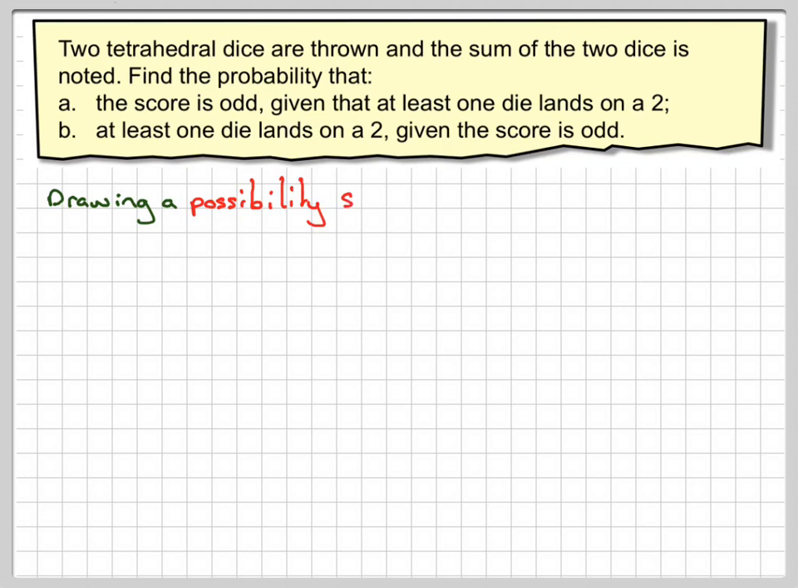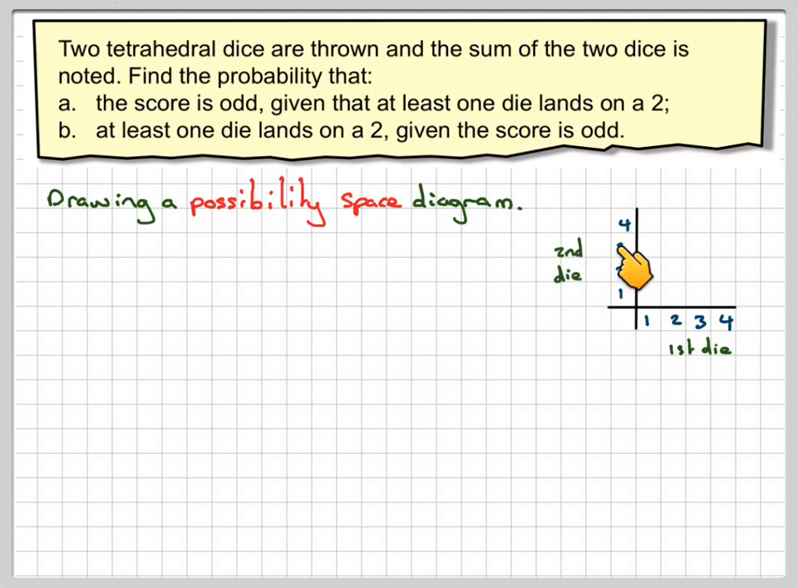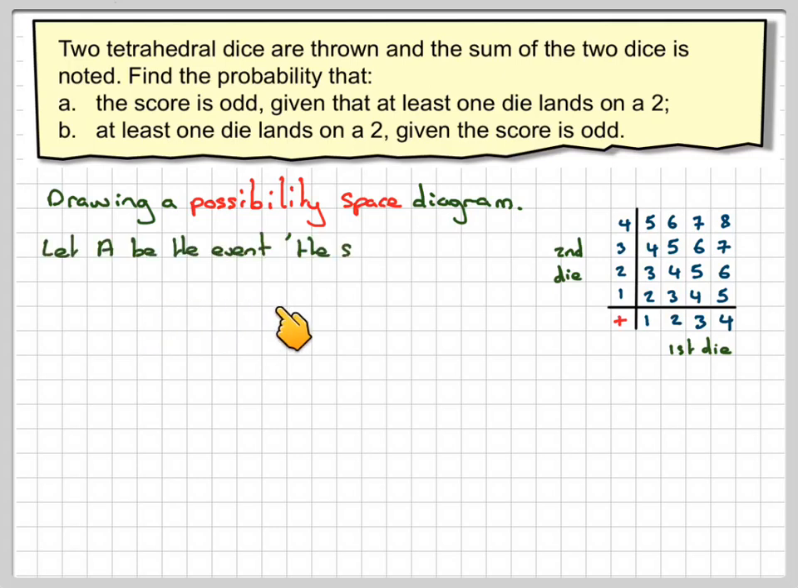So if we draw a possibility space diagram, four numbers for the first die, four numbers for the second die. We're interested in the sum, so putting in the sum of each one. If we let A be the event, the score is odd, that would be all those ones I circled there. There's 1, 2, 3, 4, 5, 6, 7, 8 out of a total possible 16. We won't cancel it down, we'll just leave it as that to begin with.